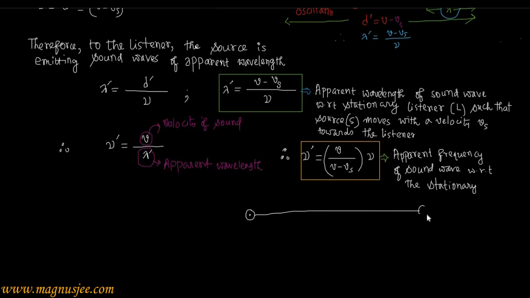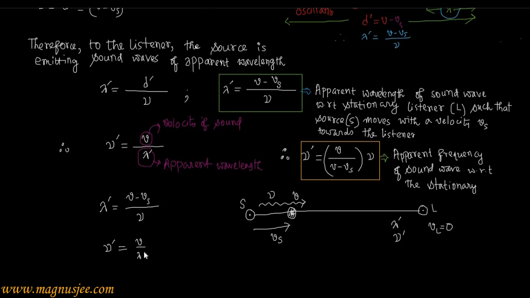This is the source of sound which will be traveling with velocity vs towards the stationary listener. Sound wave propagates with velocity v, and the source of sound travels from S to S prime with velocity vs, and vL is equal to 0 because the listener is stationary. Lambda prime is the apparent wavelength and nu prime is the apparent frequency of sound wave. Lambda prime is equal to v minus vs divided by nu, and nu prime is equal to v by lambda prime, which is equal to v divided by v minus vs into nu.